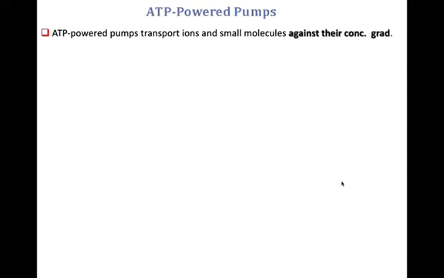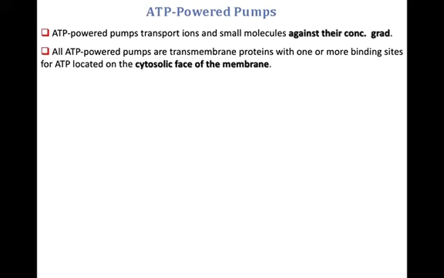So let's talk now about the ATP powered pump. We talked about passive diffusion, the uniporter, the symporter, and the antiporter. Now we are talking about the fifth type, which is the ATP powered pump. ATP powered pumps transport ions and small molecules against their concentration gradient, so it's active transport. All ATP powered pumps are transmembrane integral proteins with one or more binding sites for ATP, and ATP binds to the cytosolic part of the transmembrane protein.